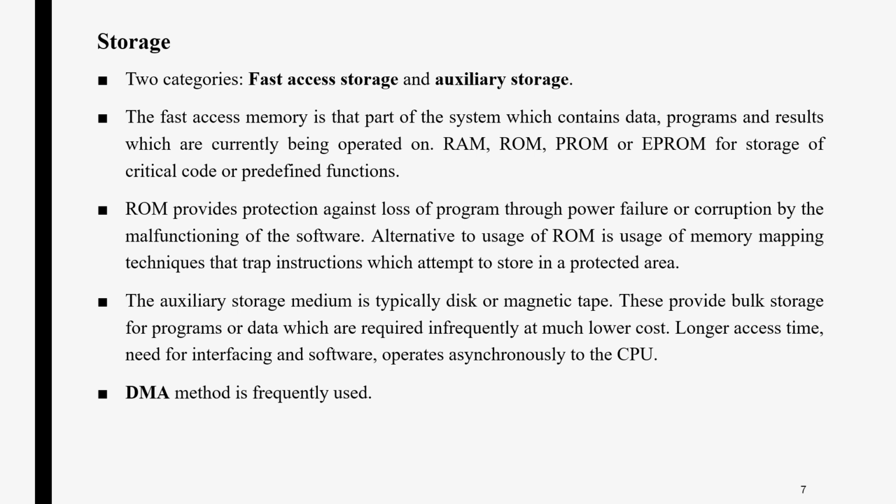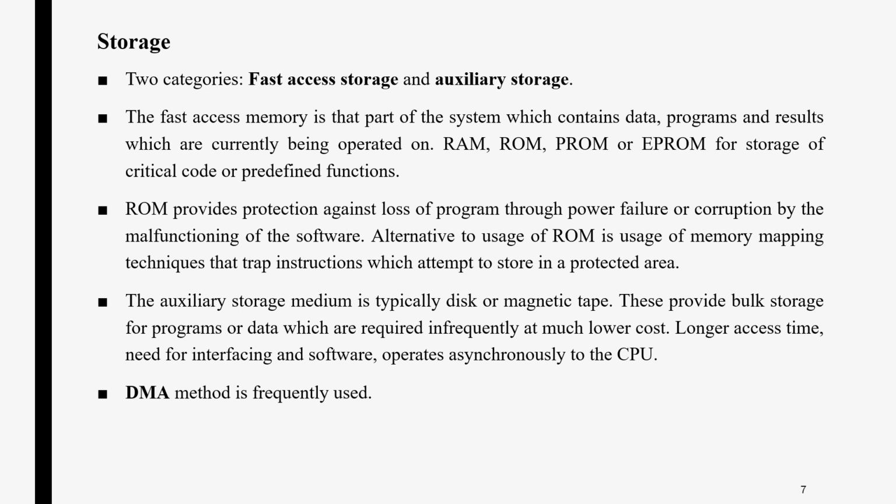And when I come to the storage devices, there are two categories. One is the fast access storage and another one is the auxiliary storage. The fast access storage is the part of the system which contains the data, program and results currently being operated on: RAM, ROM, PROM and EPROM for the storage of critical code and predefined functions. ROM provides protection against the loss of a program through power failure or corruption by software malfunctions. An alternative to using ROM is the use of memory mapping techniques and trapped instructions which attempt to store in a protected area.